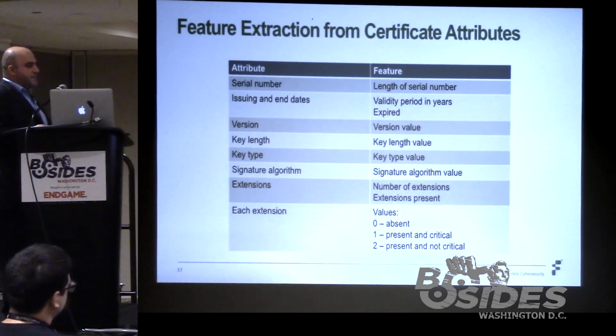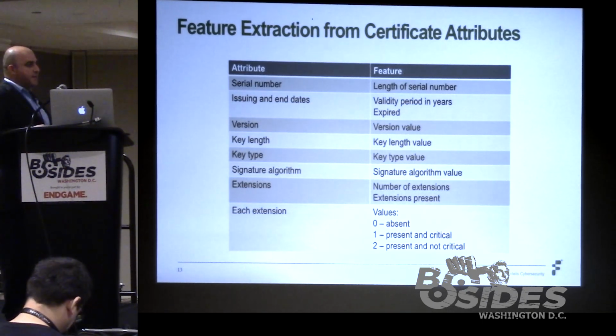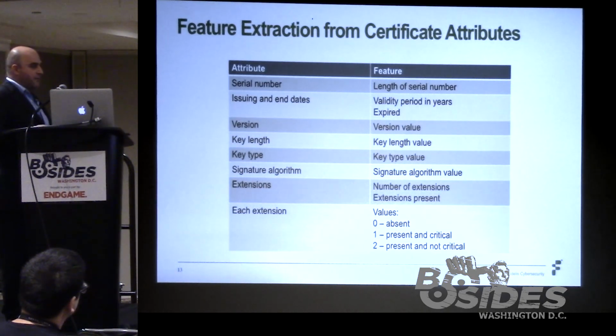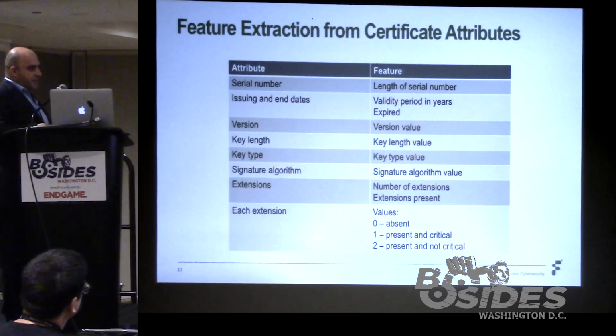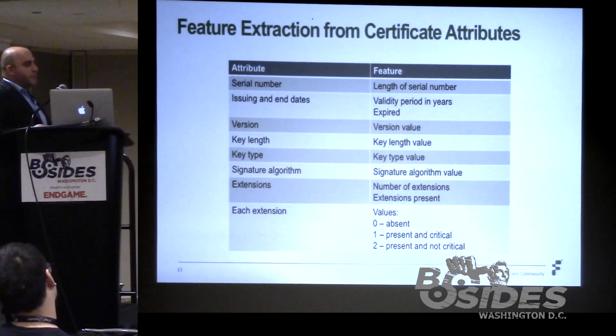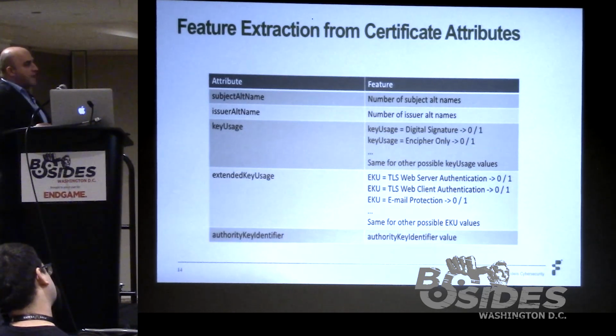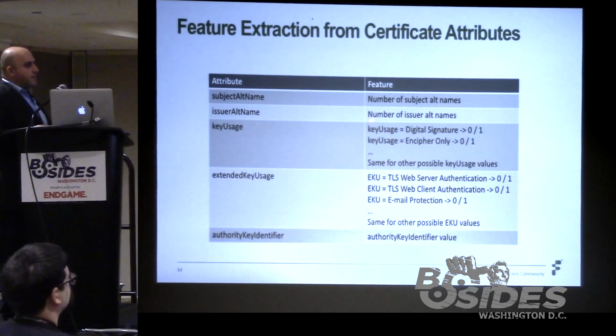Each of the extensions, the encoding takes 3 different values. If it's absent, the extension is not there, present and critical, and present and not critical. So it can take 3 values for each of the extensions. For some extensions, we dig deeper. We look at the number of subject alt names. We look at the number of issuer alt names.